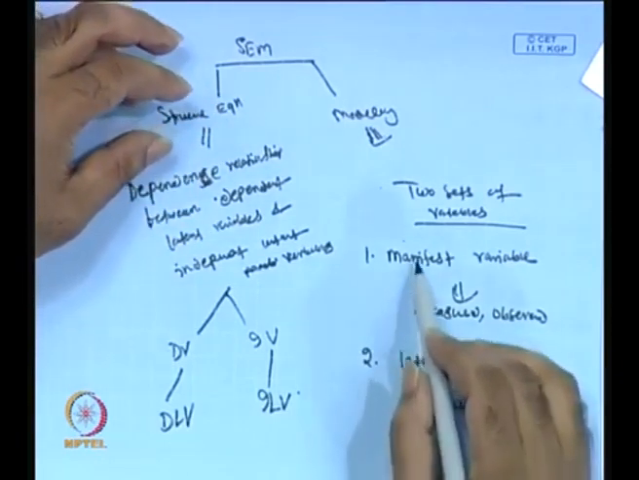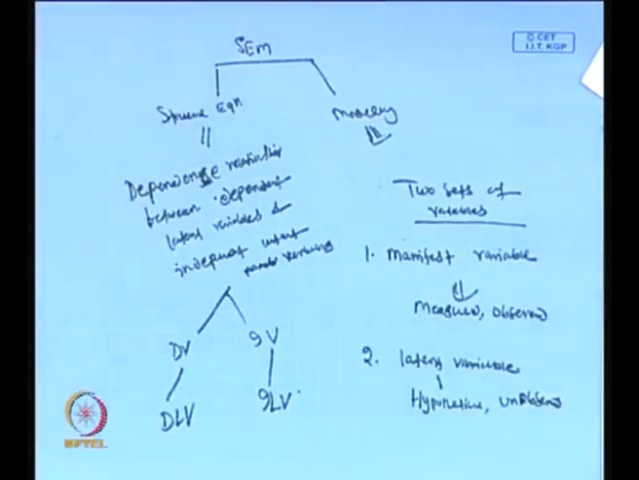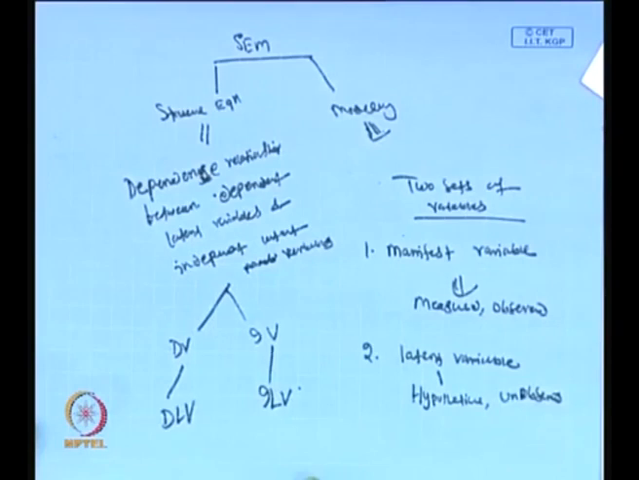So, there are two variables. One is called manifest variables and another is called latent variables. A manifest variable is nothing but a measured or observed variable. A latent variable is nothing but a hypothetical, unobserved variable. Data is usually available for manifest variables, and then ultimately we have to create a latent variable with respect to these manifest variables.